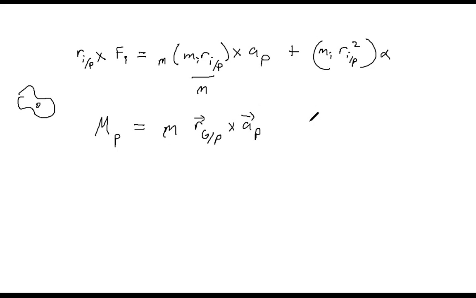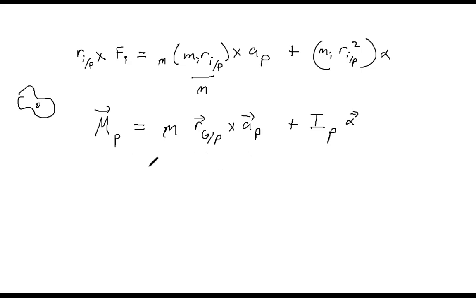And when I sum over I, this just gives me plus the moment of inertia relative to P times alpha. All right, so this is my general equation. I've assumed nothing about coordinates and nothing, really. This is just planar motion of a rigid object. That's all I've assumed.